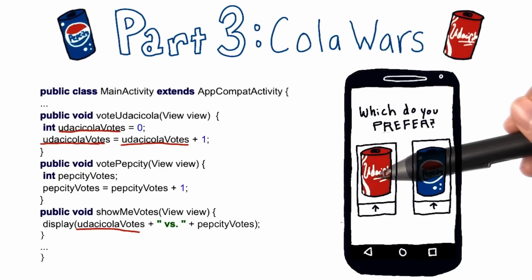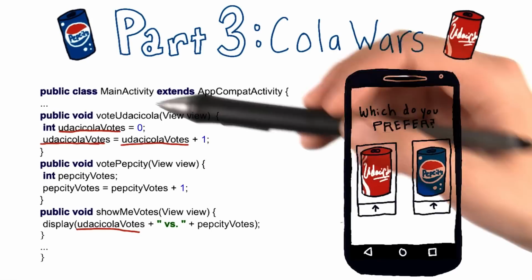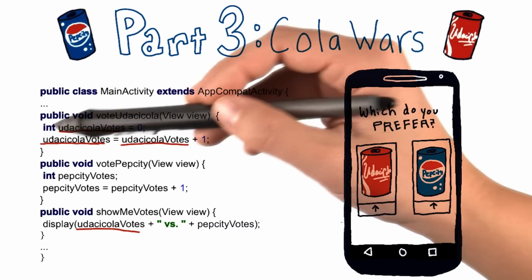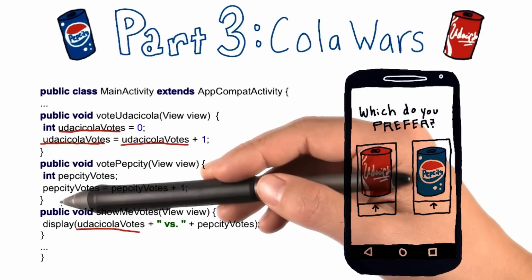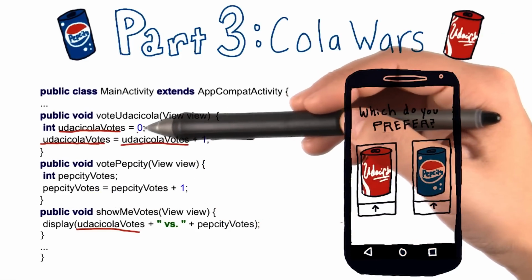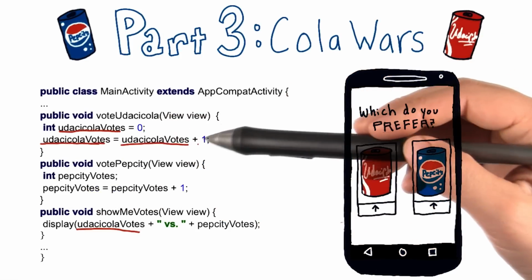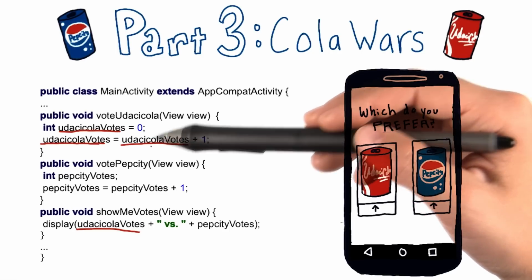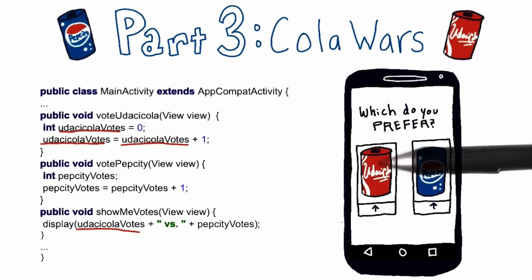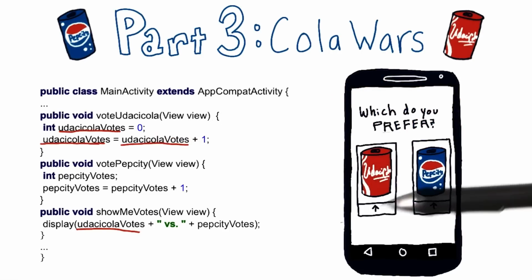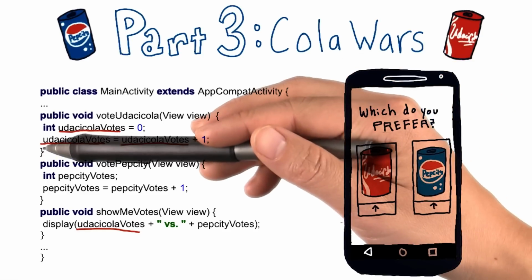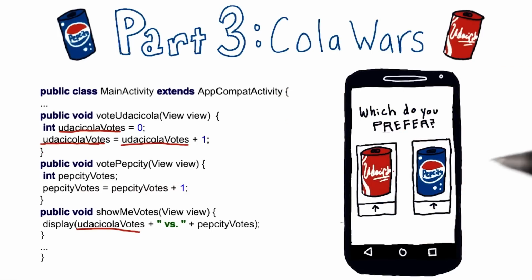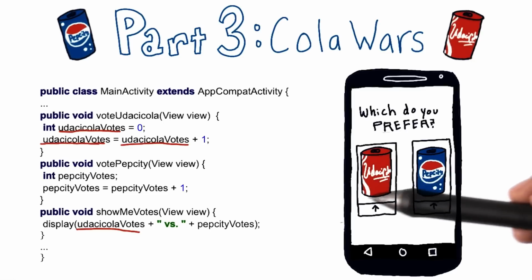The second time that somebody clicks on Udasicola votes, well, Udasicola votes is made all over again, it's declared again. Because remember, the first time it had essentially gotten trashed, so it needs to be remade. And when it's remade, it's set to 0. Now we add 1 again to it, but remember the value is 0, so Udasicola votes is still 1 even though the button's been clicked twice. And the same thing happens when it's clicked the third time. It still is 1, and it's actually trashed again at the end of this method. So that's the first problem. It's not really saving the state between button clicks about how many people have voted for Udasicola.